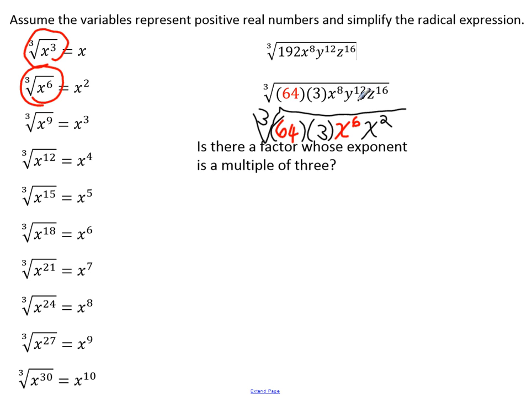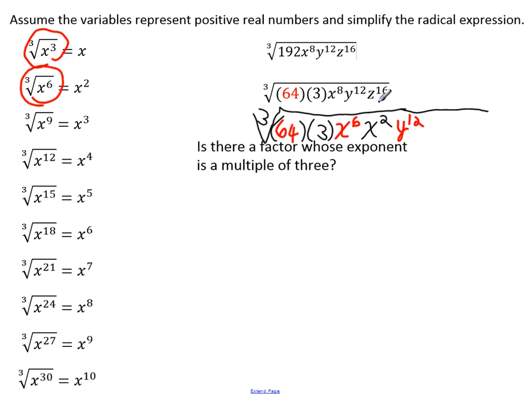Well, y to the 12th, 12 is a multiple of 3. So therefore, the factor here that has an exponent that's a multiple of 3 is y to the 12th itself. So y to the 12th is a factor that has an exponent that's a multiple of 3. We're looking for the factors that have exponents that are multiples of 3.